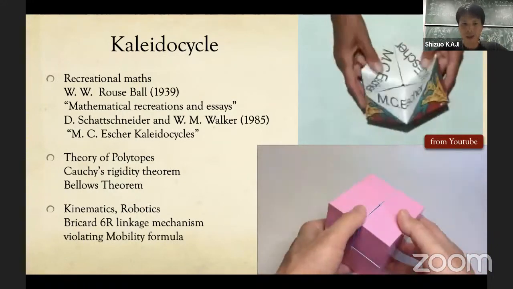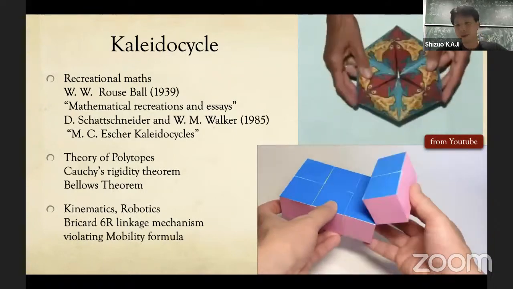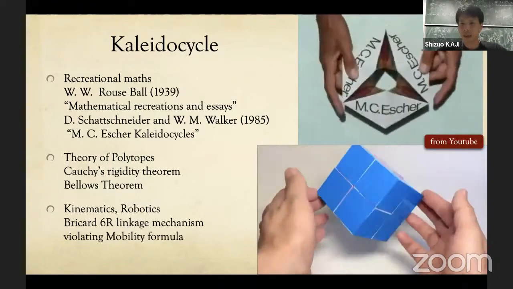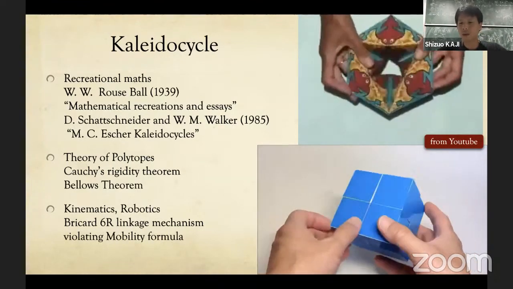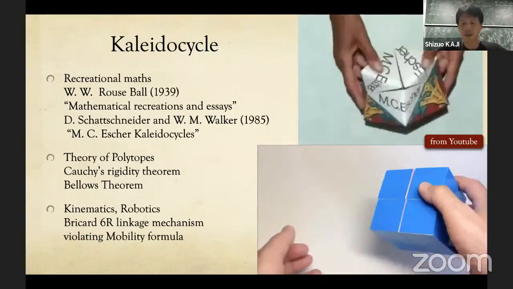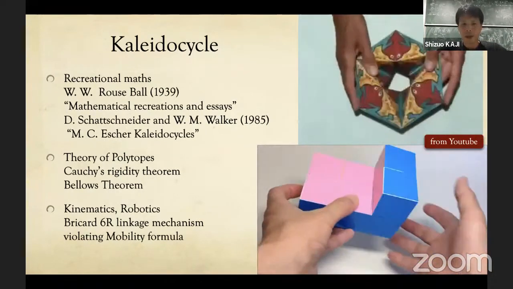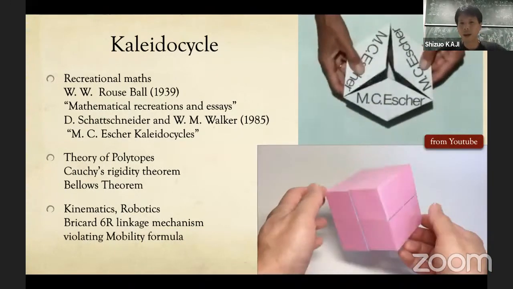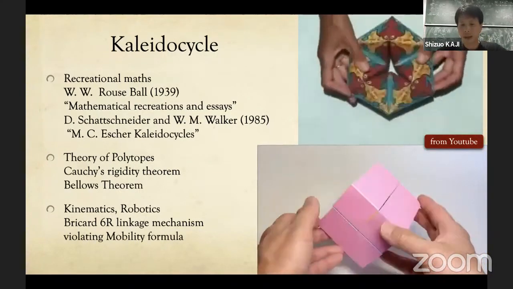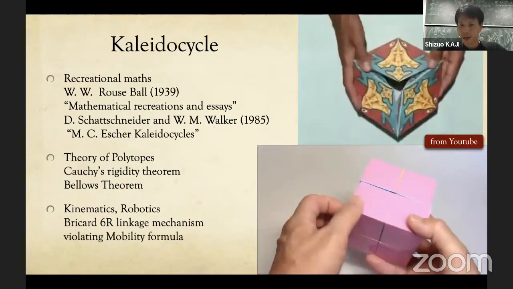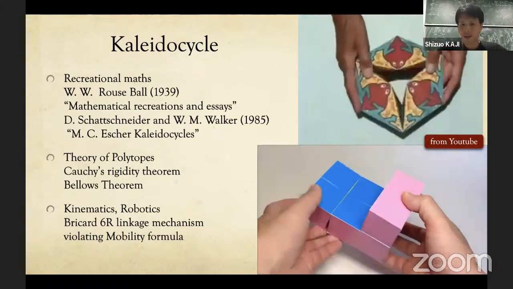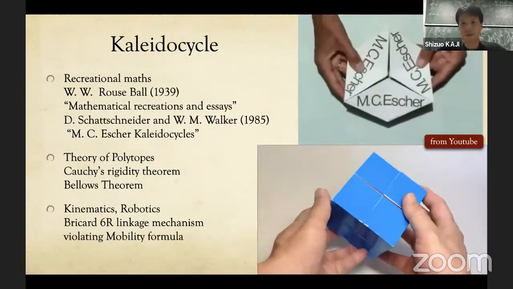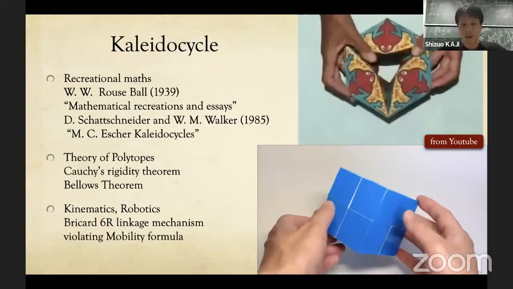And the famous Cauchy's rigidity theorem states if you have a convex polytope, then you can never move it. It has no flexibility. Convex polytopes have no flexibility. And also the so-called Bellows theorem states that if you have a concave or convex polytope, even when it's flexible, you can't change its volume. And this generalized polytope, the Kaleidocycle, follows this Bellows theorem.